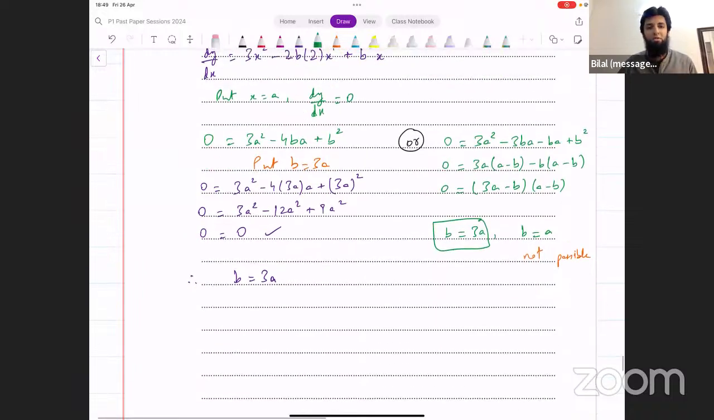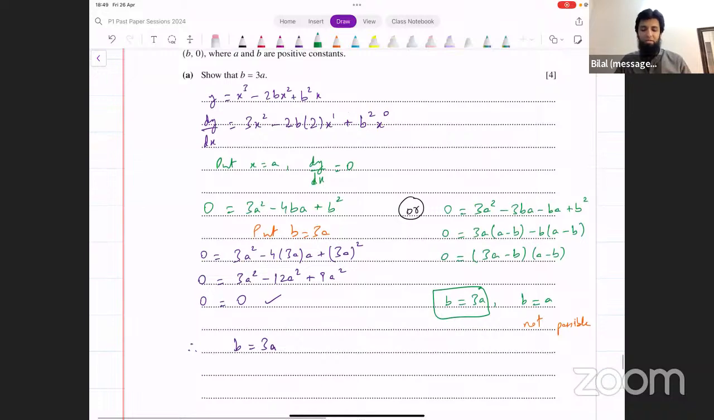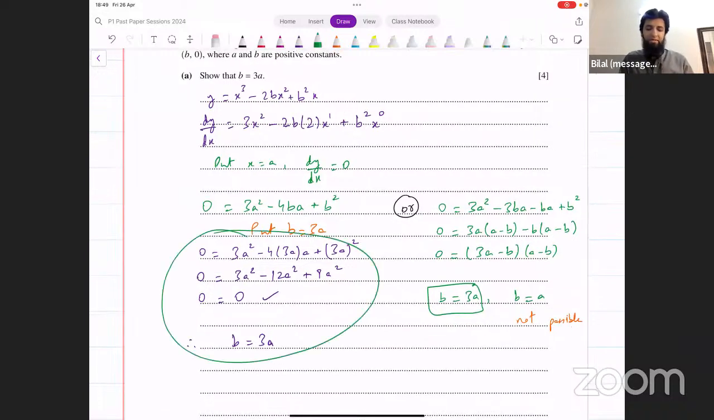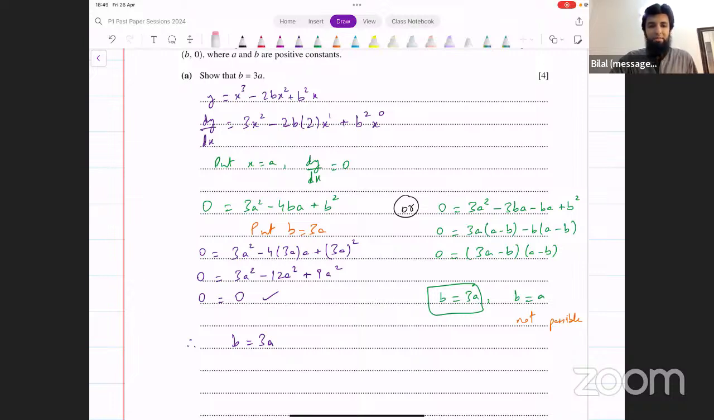This could be another way of doing this. Okay, you can do it both ways. This is, I think, easier because since they have asked you to show this, you can just input b equals 3a in this equation that you got and show that it satisfies the equation, and that's enough. All right, make sense? No problems?